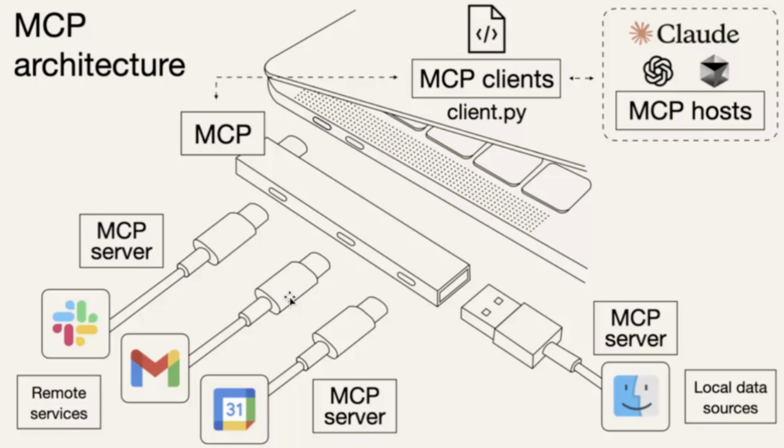MCP stands for Model Context Protocol, and it is as it sounds. It's a protocol, a standard, an abstraction layer that makes it easier for AI agents and models to communicate with external data sources and tools and even applications. So for a more visual example, think of it like a bridge or like a USB hub.